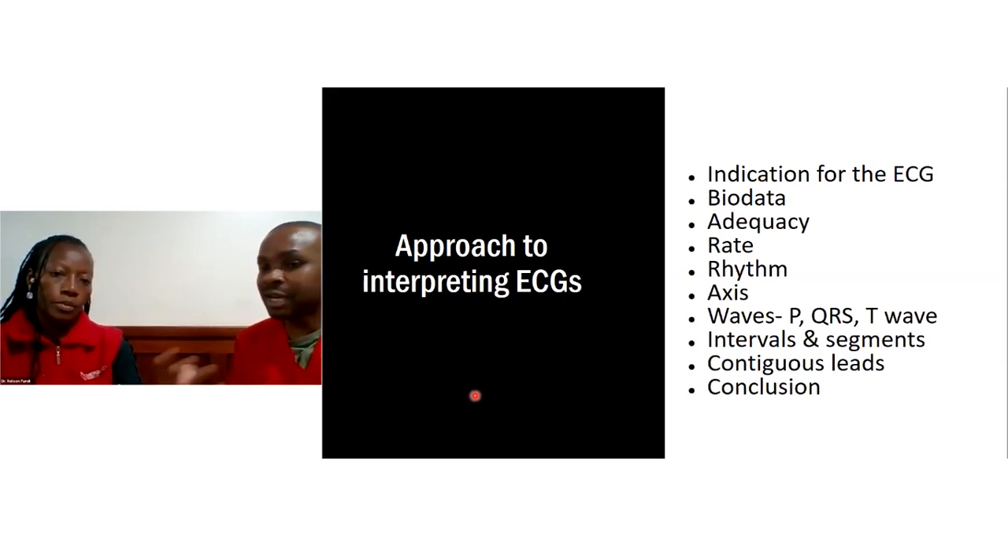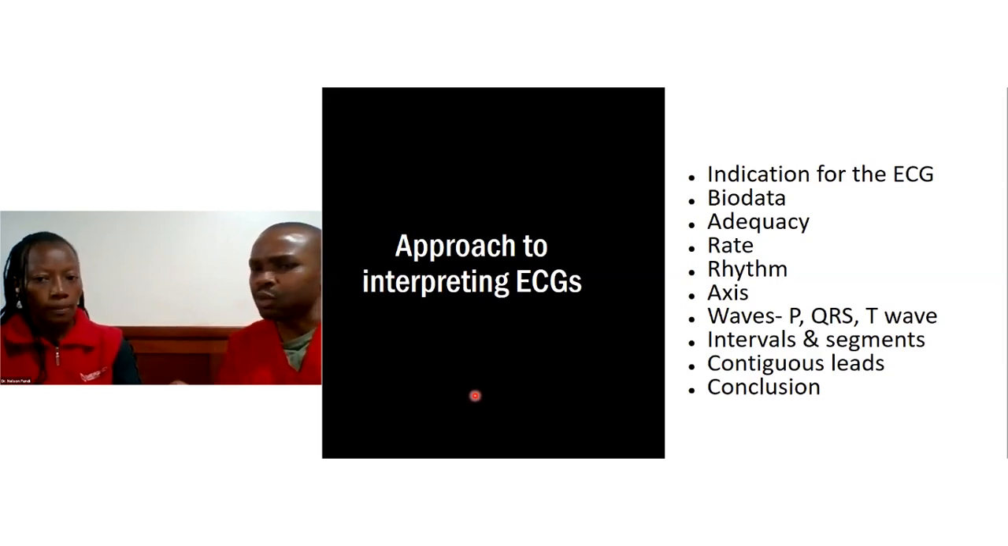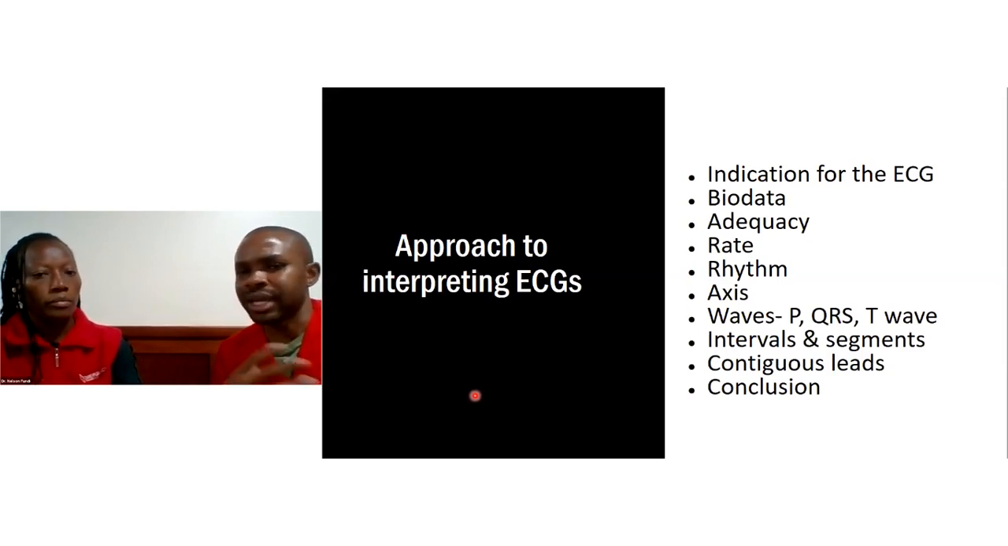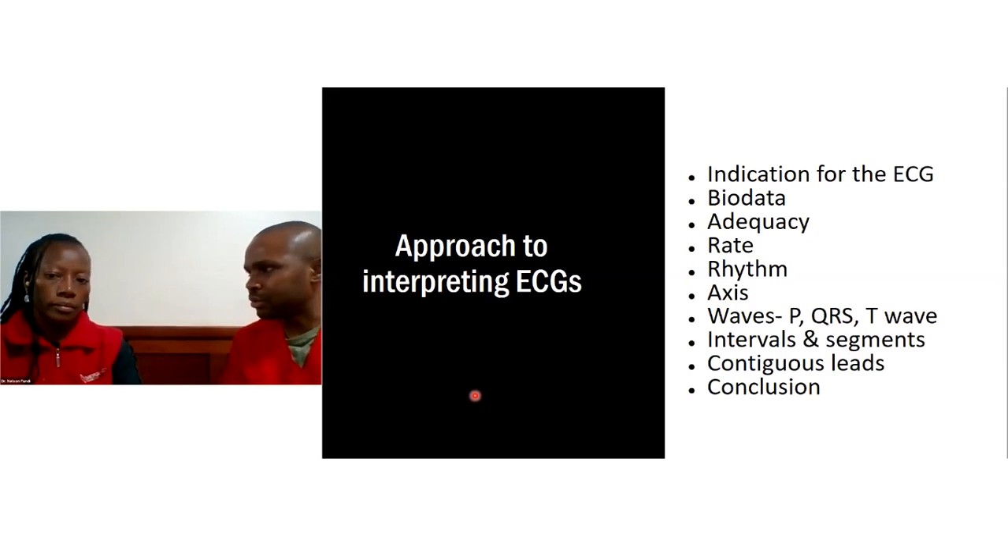And the system, and I think that's what we are going to go through in the rest of the presentation, is asking ourselves, what's the heart rate of the patient? What's the rhythm? What's the axis? And we'll discuss axis when we get there. And then going through the various components of the ECG: the waves, the intervals, and the segments. And finally asking ourselves something about what we call the contiguous leads. And then finally analyzing all this information and asking myself, what could be going on with my patient, right?